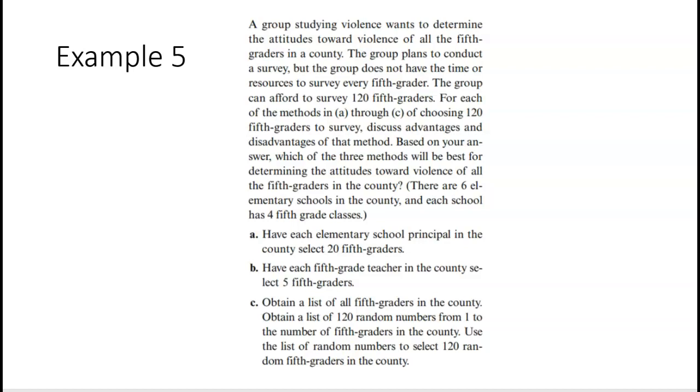All right, so A, have each elementary school principal in the county select 20 fifth graders. Okay, so an issue here is the principal might have bias about who they're asking. They might only ask who they deem as good or who's finished early, so it's not impacting their school. B, have each fifth grade teacher in the county select. So that's going to be the same disadvantages as above, because a teacher might only select who they decide are good or who are finished early, so it won't interrupt their schooling. C, obtain a list of all fifth graders in the county and 120 random numbers, and then use the list of random numbers to select. So this here is a random sample, and this is going to be our best bet.